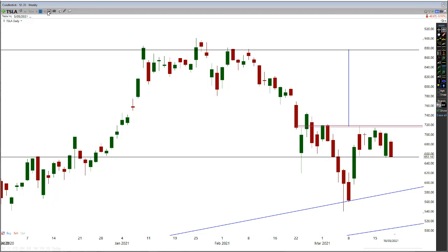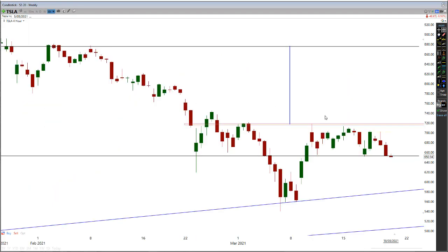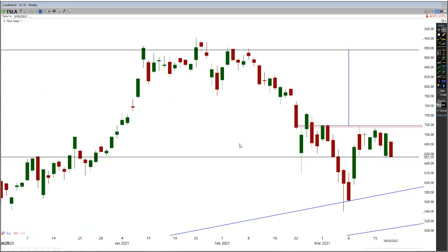If it does, let's go back to the 4-hour chart for a minute. Scenario number one is that the market holds here and we start to rally back up and get a close above 720. If so, we're likely to make a nice move up from there. If we don't hold from here and we continue to roll over, then these lows are probably going to be tested. So that's what I'm seeing, guys, a quick little update on Tesla.